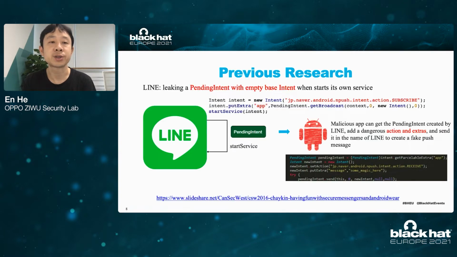The other case is in the popular app Line, shared at CanSecWest 2016. The Line app leaks a pending intent with a base empty intent. Then a malicious app can get the pending intent created by Line, add a dangerous action and extras, and send it in the name of Line to create a fake push message.